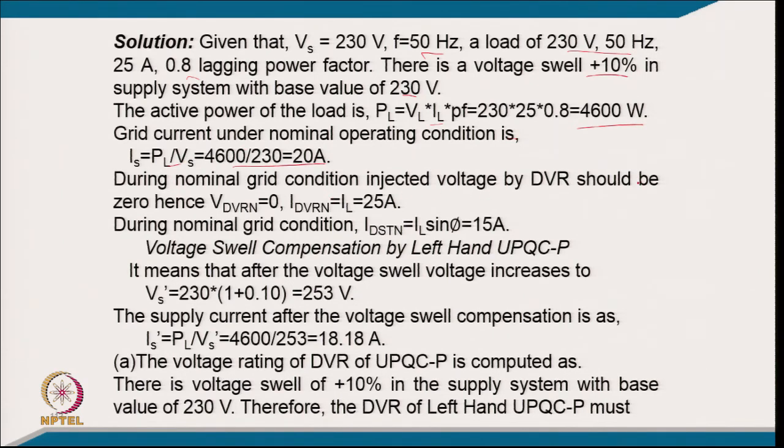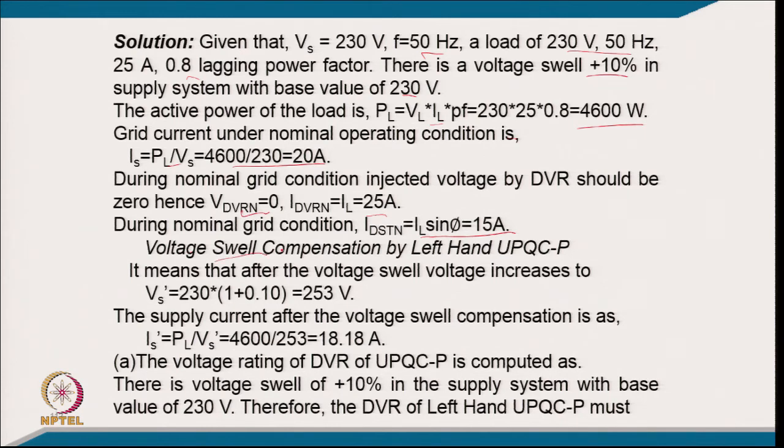and during normal grid condition the injected voltage by the DVR should be equal to 0, and typically the DVR current is 25 ampere. In normal grid condition the D-STATCOM current is the reactive current of the load, and the voltage is the same at 230. So, you have your D-STATCOM rating 230 into 15.